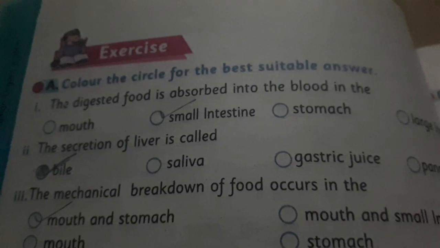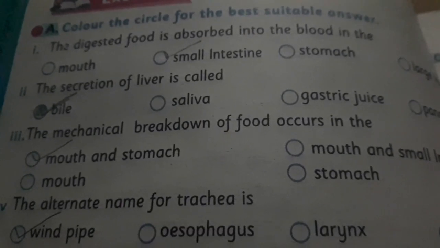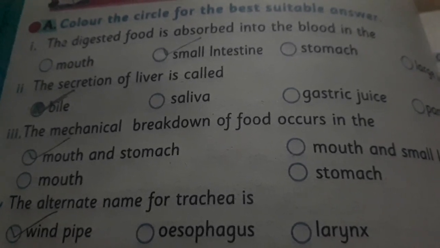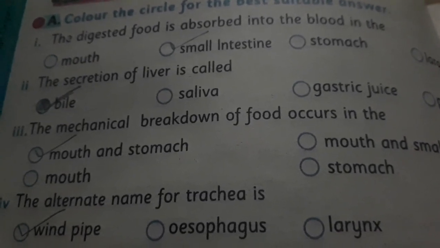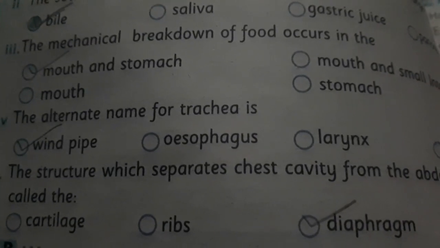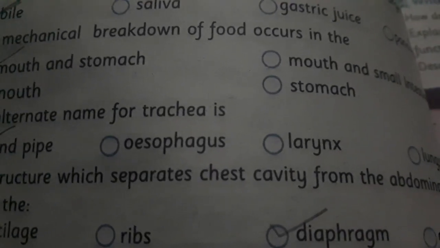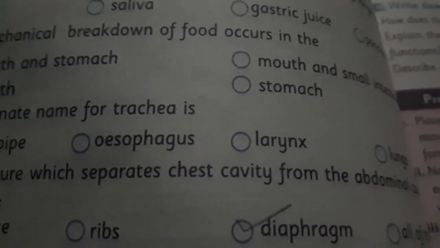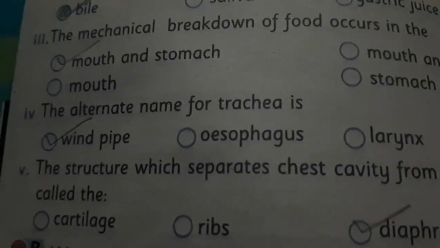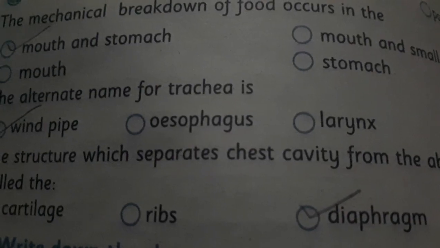mouth and stomach. Question number 4. The alternate name for trachea is correct option windpipe. Question number 5. The structure which separates the chest cavity from the abdominal cavity is called correct option diaphragm.